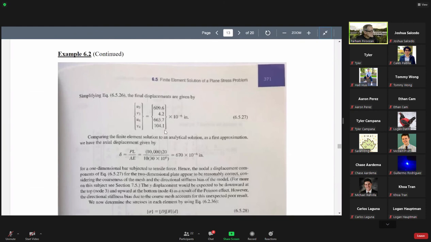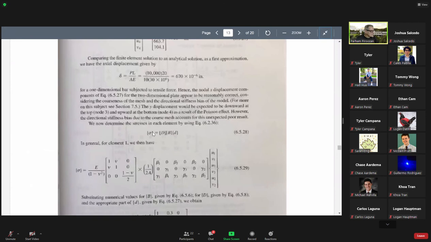So these are the displacements. The exact solution is actually PL over AE, which is 670. So this should be 670, and this one should also be 670. This one is okay, but this one is not good. This should be negative and the same as this one. So the result is not overall very good. Let's look at the stresses.